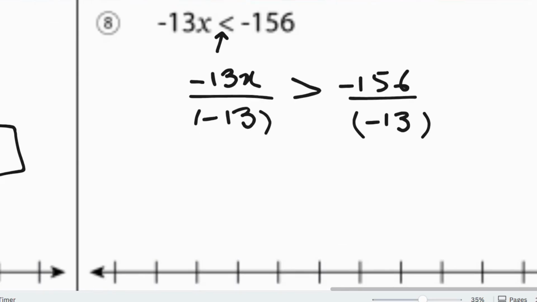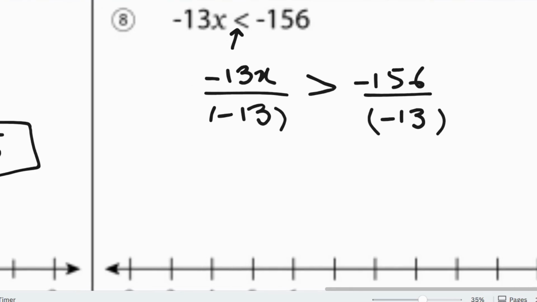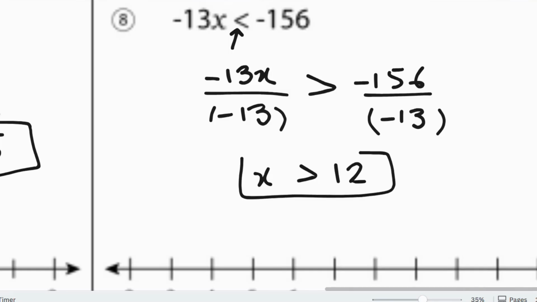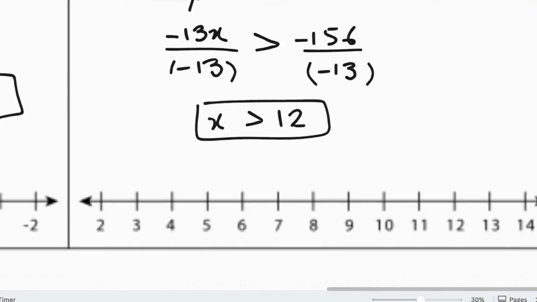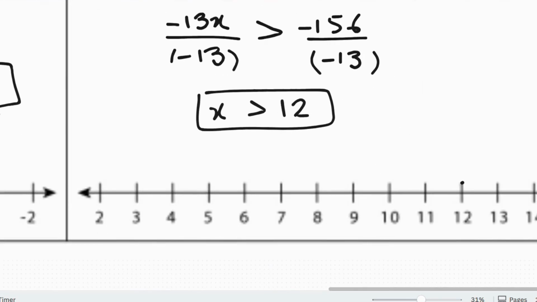All right. So 156 divided by 13 is equivalent to 12. So x is greater than 12. That is the inequality sign of it. All right. So wherever there is 12, it is over here, and this is how I will graph it.